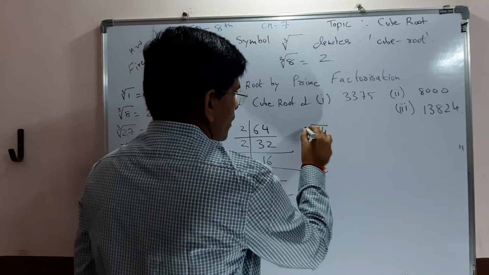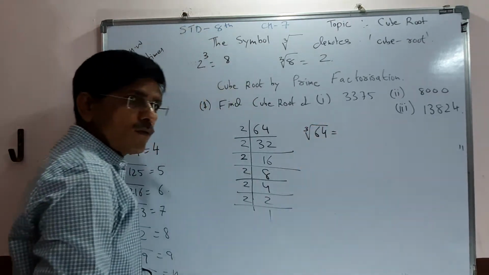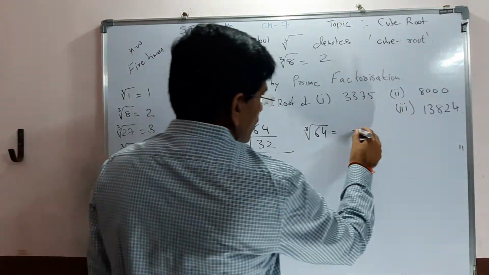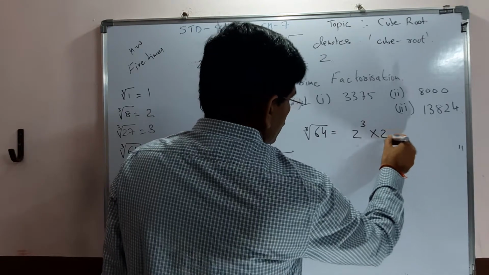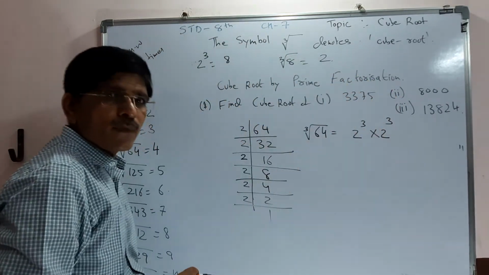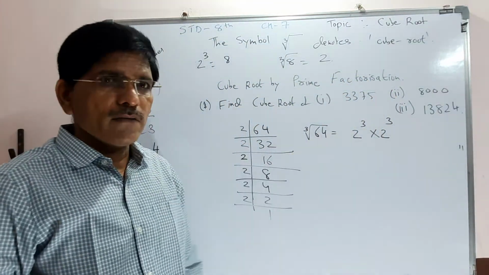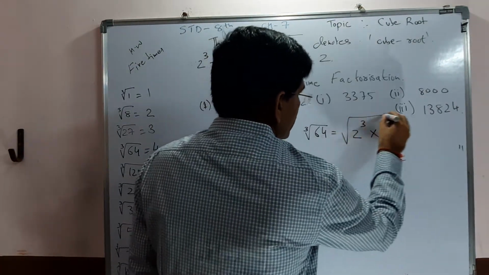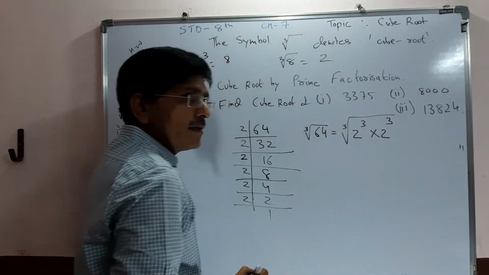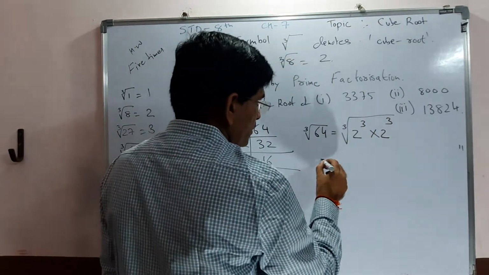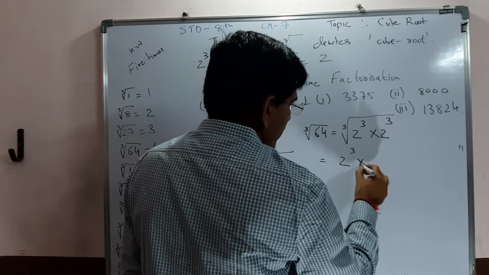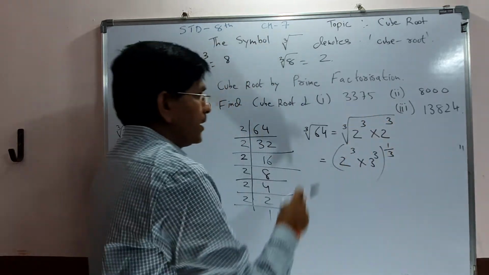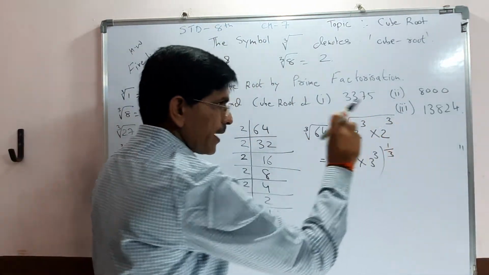So now cube root of 64. 1, 2, 3, 4, 5, 6. So 2 the power 3 into 2 the power 3. So if I am writing like that, and here it is cube root. If I remove this cube root sign, then the question is like that, 2 the power 3 into 2 the power 3, each raised to 1 the power 3.